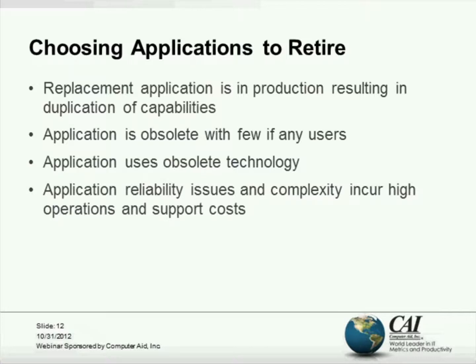There may be obsolete technology involved. So if I'm supporting an application that is dependent on technology that's no longer supported by a vendor, we should seriously consider doing something about that, because I may not be able to find people to support it because it's obsolete technology, number one, and I can't get any vendor support for it. So it poses a very big risk to the organization. And then finally, this kind of repeats what I said before, if the application has reliability issues and has a high level of complexity and a high support cost and operations cost, that is another application to consider replacing and retiring.